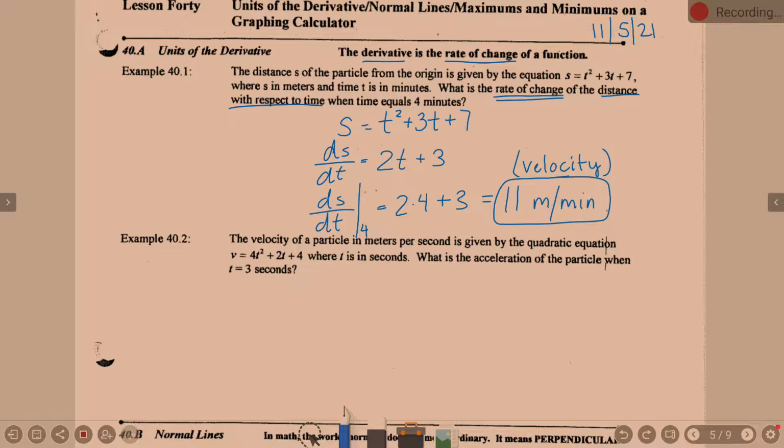Okay. So first derivative, velocity. Good to know. Example 2. The velocity of a particle in meters per second is given by the quadratic equation v equals 4t squared plus 2t plus 4, where t is in seconds. What is the acceleration of the particle when t equals 3 seconds? So is acceleration the second derivative? Please tell me it's not that easy.